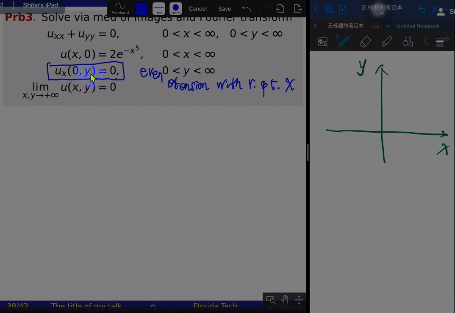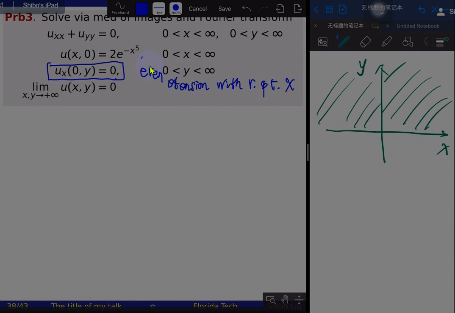Our u is only defined on positive x. Of course, y is also positive. u is defined in this region. We need to extend u. We need to make an even extension of u with respect to x, so that u is defined over the upper half plane.